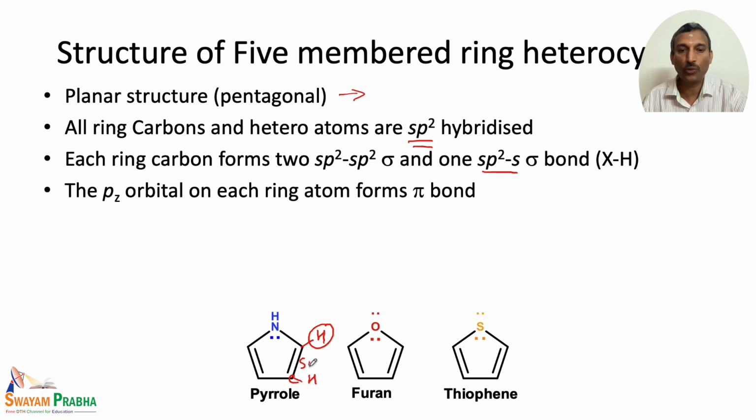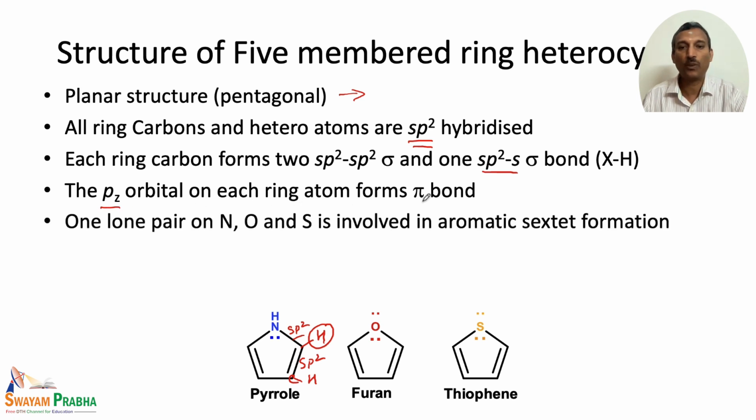Those are the sp2 hybridized bonds, and there is also one bond with the heteroatom here. So, this is also an sp2 hybridized sigma bond. These are all the different types of bonds that are formed in this kind of heterocycle compound, and along with that there is one pz orbital, and that is responsible for the pi bond. So, these sp2 hybridized sigma bonds are formed, and the p orbital is responsible for the pi bond formation.